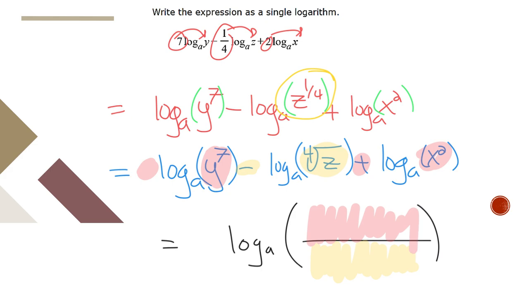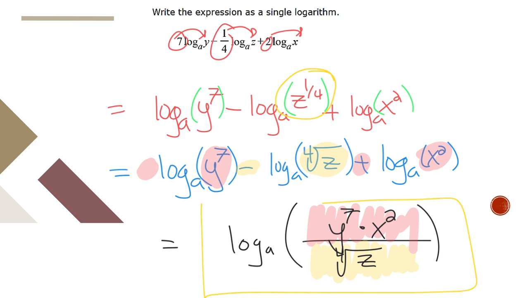So let's write that at the bottom. Because it's negative, we'll have the fourth root of z, and on the top we'll just have y to the 7th times x squared, and that will be my final answer as a single logarithm. So again, this will be my final answer here.